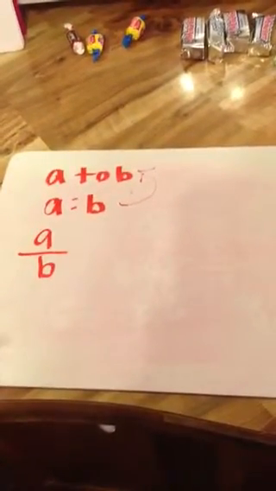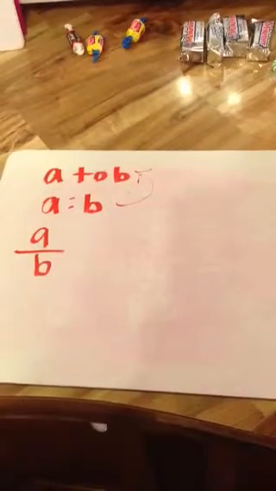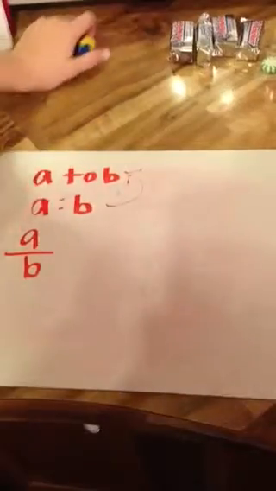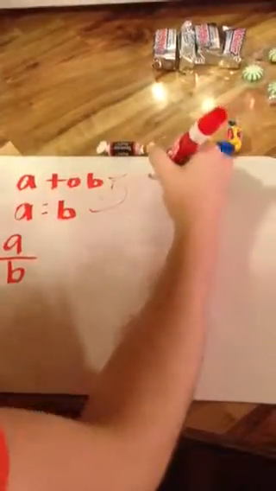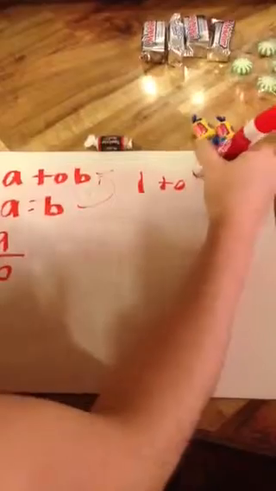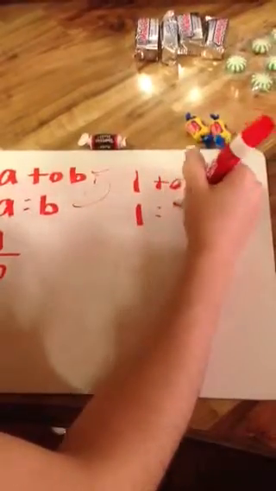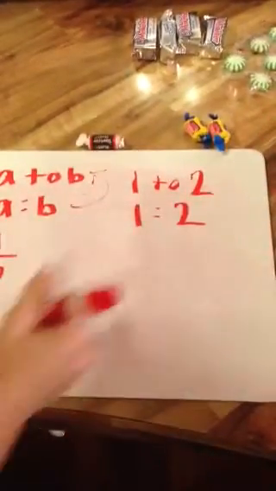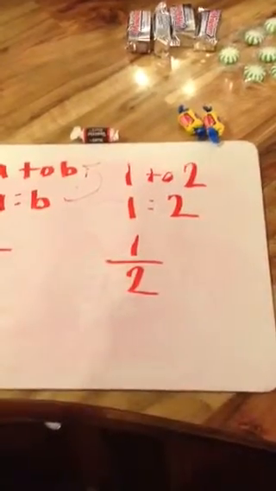So now we are going to use these candy pieces to show ratios. So here I have 1 Tootsie Roll to 2 pieces of gum. And it's written like that. And it's also written as this, and it's also written as 1/2.